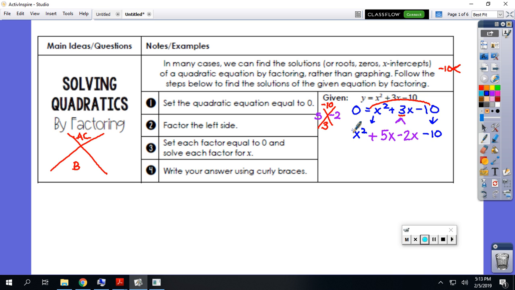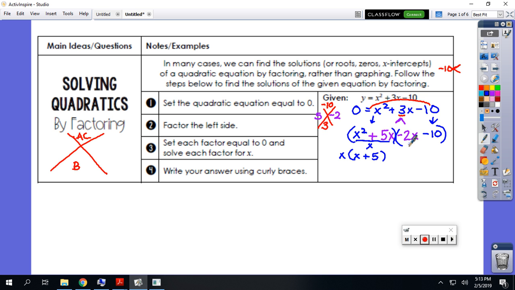Factoring by grouping, so I'm going to go through and group these. Grouping, 4 terms, group my first 2 terms and my last 2 terms. So then GCF of the first group, they both have an x. I'm going to pull that x out, factor it out. X squared divided by x is x. 5x divided by x would give me 5.